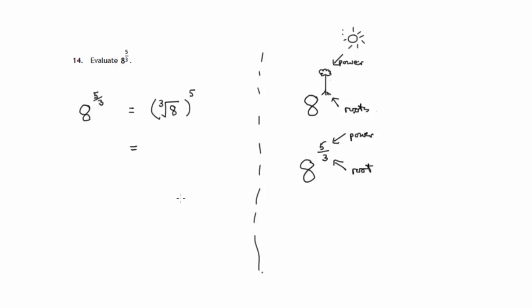Cube root of 8, a number times itself 3 times, that gives you 8. 2 times 2 is 4, times 2 is 8. 2 to the power 5: 2, 4, 8, 16, 32.